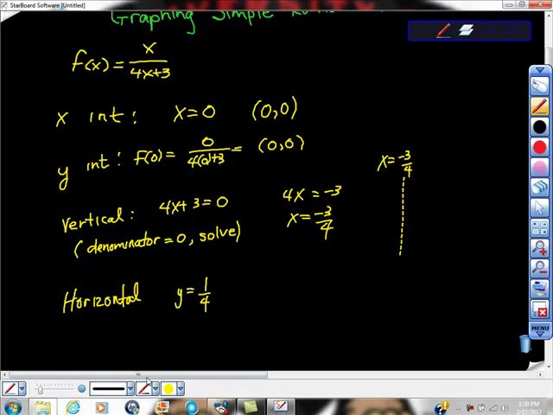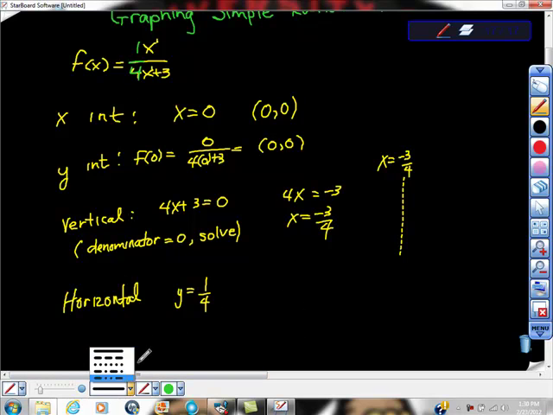How does she figure that out? She sees that this is x to the first. This is also x to the first. That tells her that it's going to be the ratio of these two numbers. And what number is in front of the x on top? 1, so it's 1/4. So y equals 1/4.